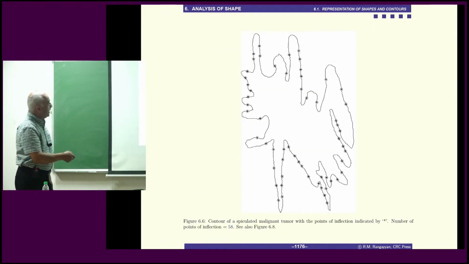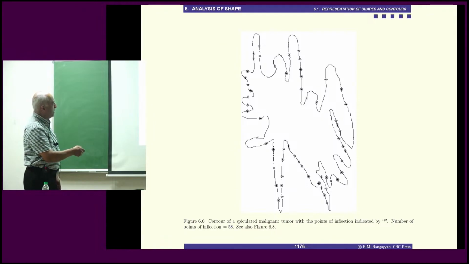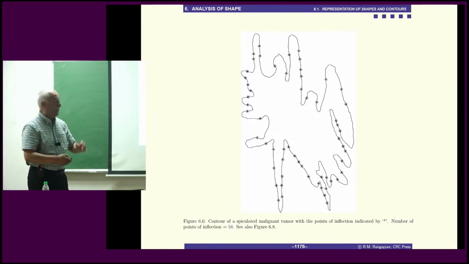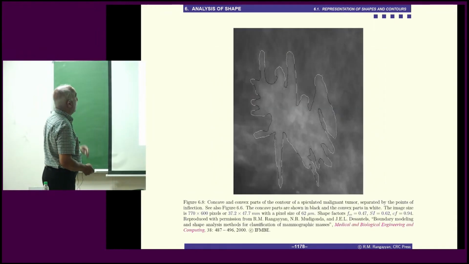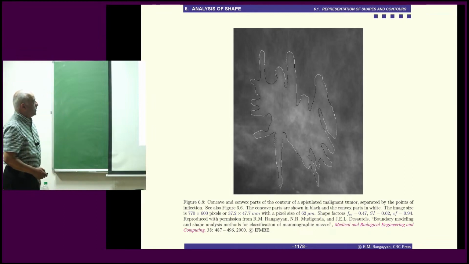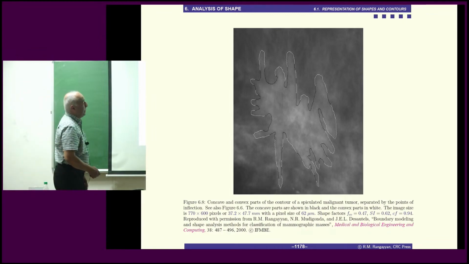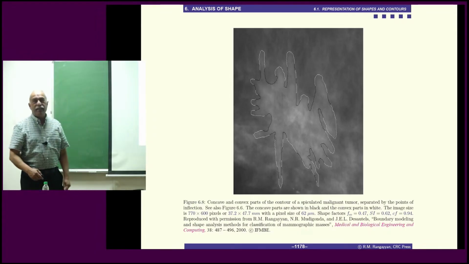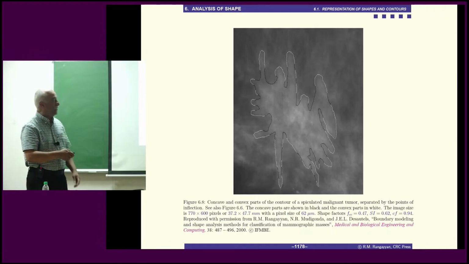Now in between each of these, you can say this is one piece, this is another piece, that is another piece. So what do you want to do? You could try to model each piece separately. You can't model the whole thing as one geometric shape. In one of our projects, we said we will take these points of inflection. We are breaking the contour into concave and convex parts, or incursions and excursions. This is incursion into the tumor. This is excursion, or going out of the tumor, protrusion.